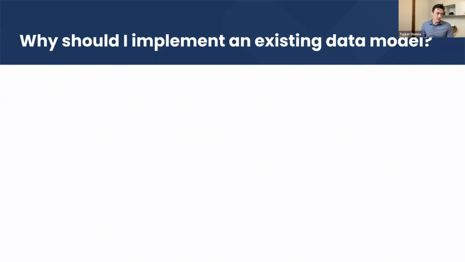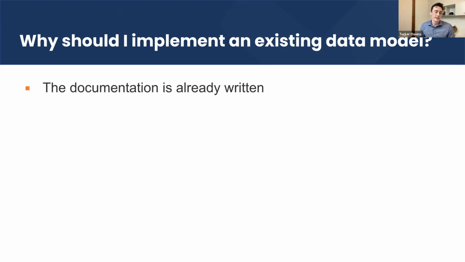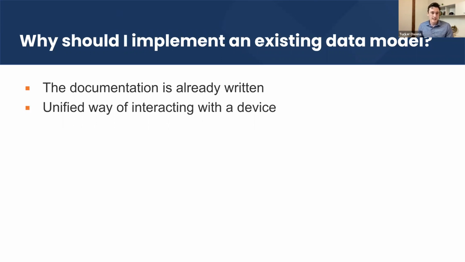So you might be wondering, why should I implement an existing data model? I have a sense of what I want my device to do. I could just cobble together my own parameters, and I wouldn't have to keep referring to this standard. And one of the answers is, well, the documentation's already written. How these parameters should be structured, or at least a good way to structure these parameters, has already been come up with. And on top of that, the parameters you might want to implement, there's already documentation around that. And it also means it's a unified way of interacting with the device.